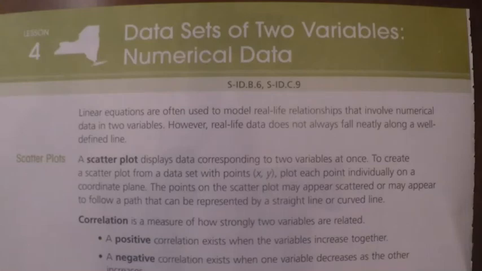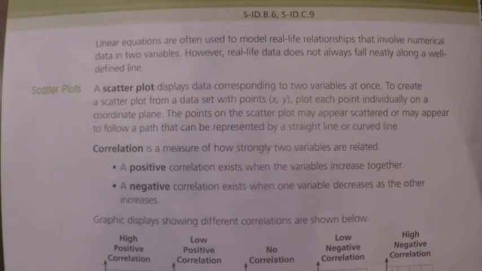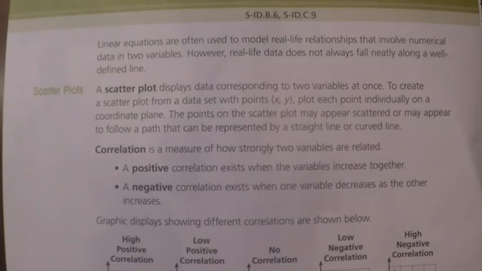But to start off here, it says, linear equations are often used to model real-life relationships that involve numerical data in two variables. However, real-life data does not always fall neatly along a well-defined line. So we're taking a look at scatter plots. A scatter plot displays data corresponding to two variables at once. To create a scatter plot from a data set with points x and y, plot each point individually on a coordinate plane. The points on the scatter plot may appear scattered or may appear to follow a path.